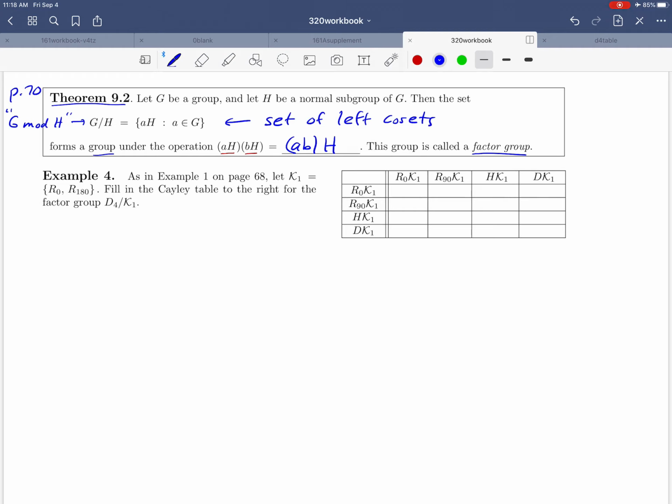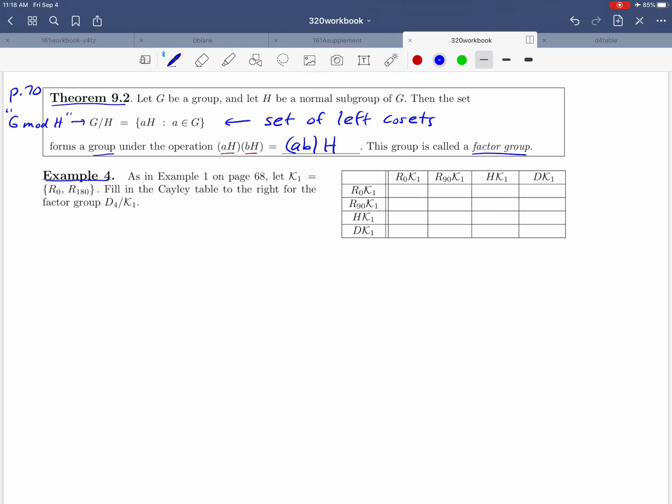A lot of the rest of the chapter we will spend doing calculations in factor groups and seeing what we can notice. Let's start with example 4 here. This asks us to make a Cayley table for a factor group that we already got started talking about in example 1. Let's read this together.